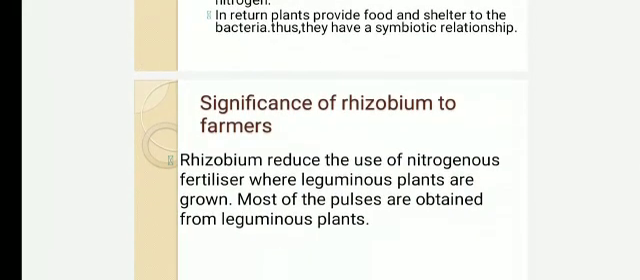Then the last one is significance. Rhizobium reduces the use of nitrogenous fertilizer. They reduce the use of nitrogenous fertilizer for farmers where leguminous plants are grown.